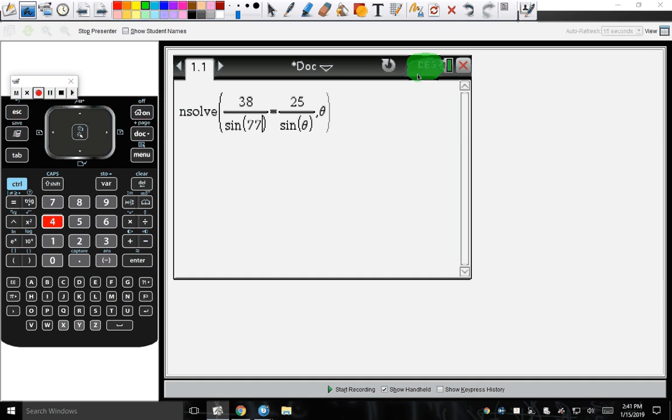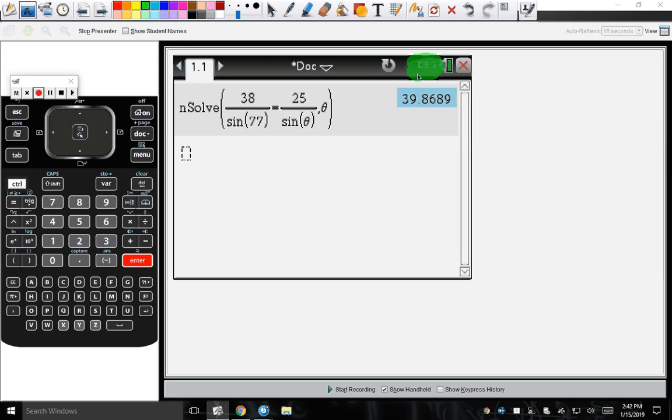Now, what's the next button? I want to see if you've been carefully paying attention in that puzzles and everything. What's the next button that I'm going to press? Control. Control, and then what? Enter. So control enter. We want to make sure it's to 3 decimals. They did give us, but in case they didn't, my answer would be 39.869 degrees.